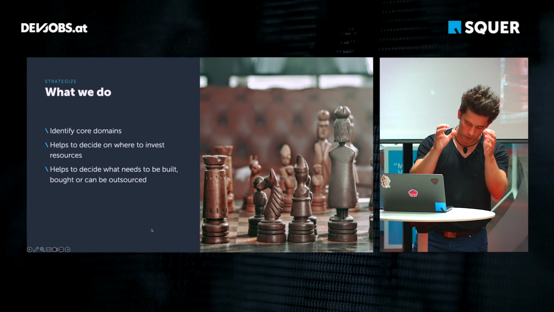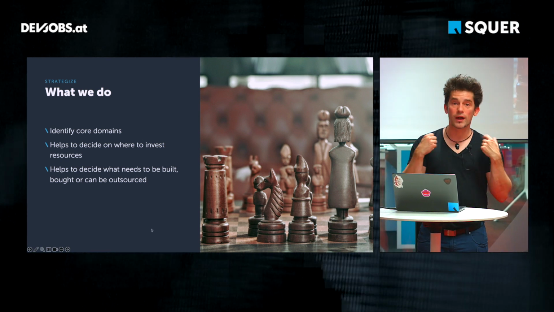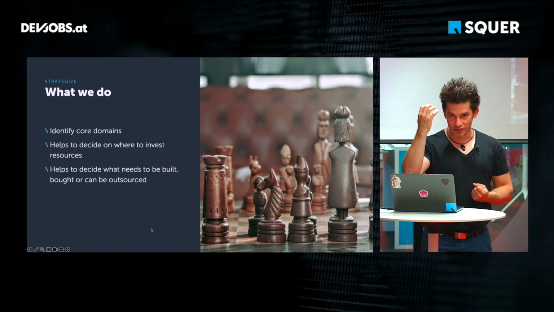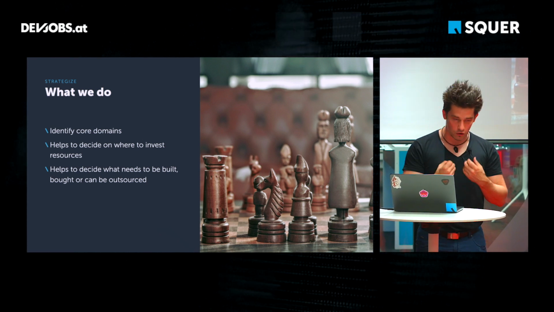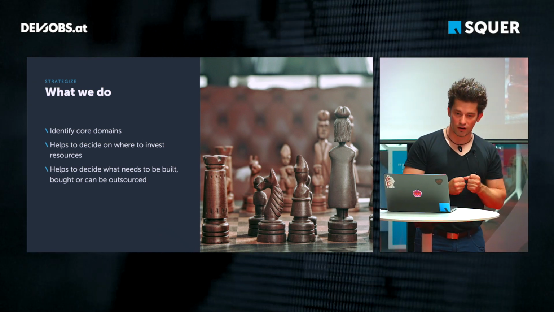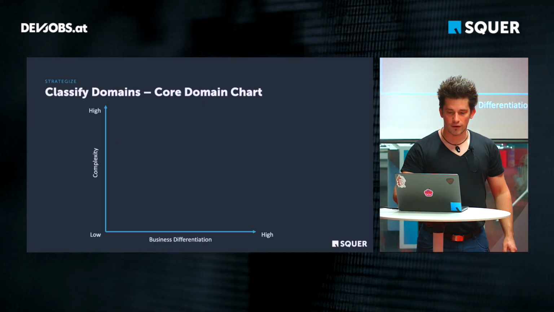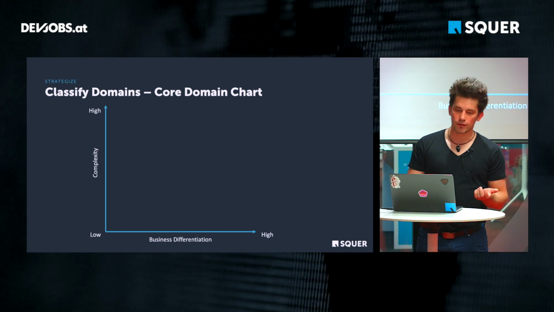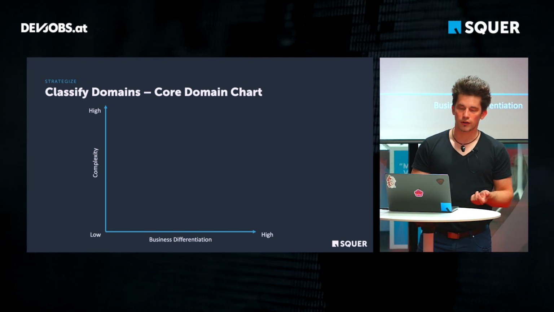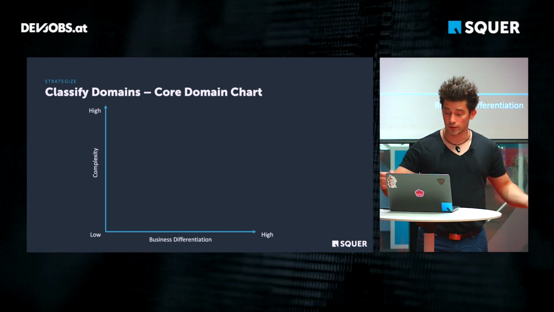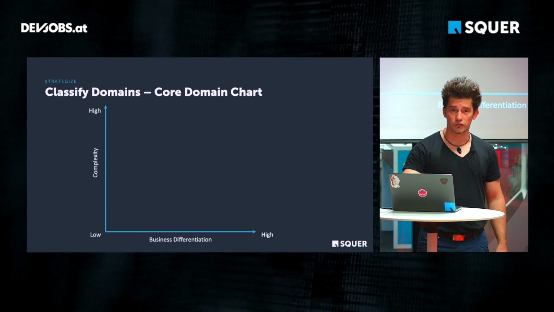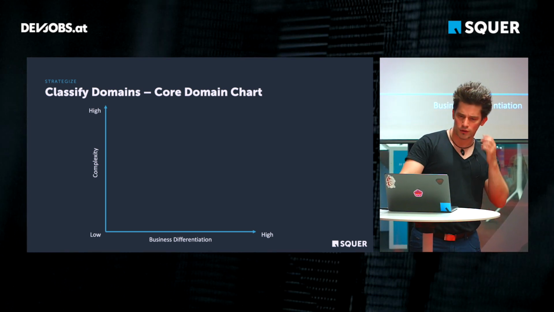or what is the thing where we want to invest our cognitive load, or invest our money. This is the thing we need to discuss now. And for that, there is another way to model that, which is called a core domain chart. It's something that's very often used. I think it's from Nick Tune.